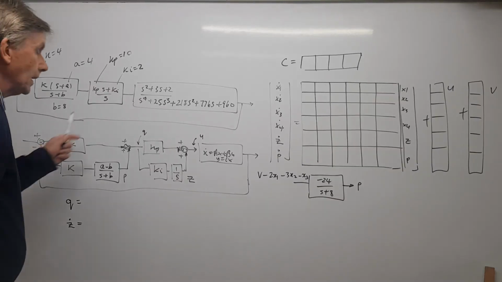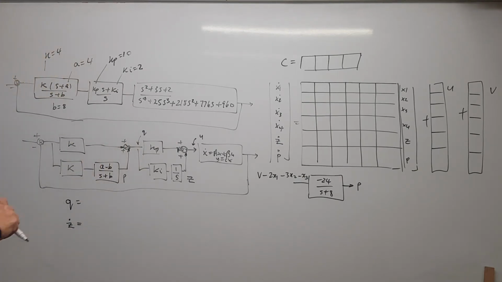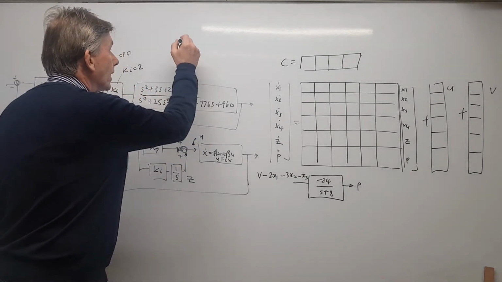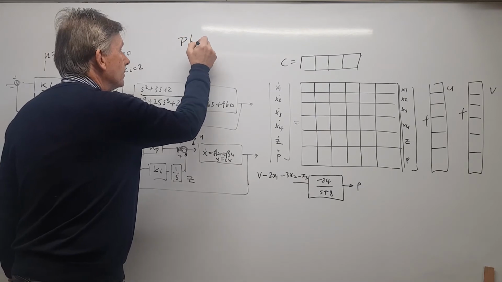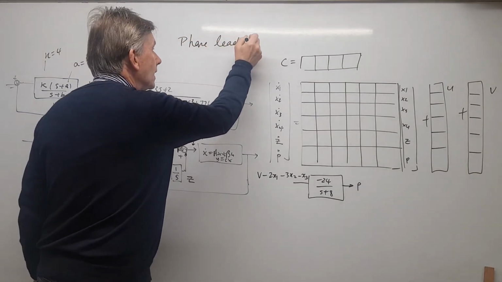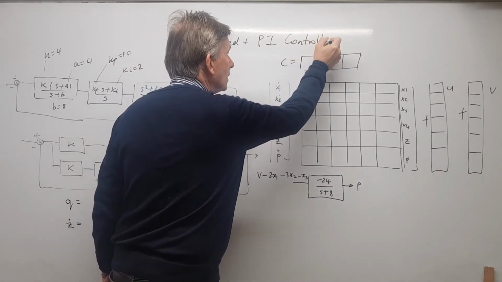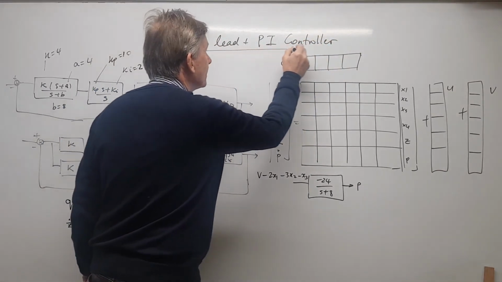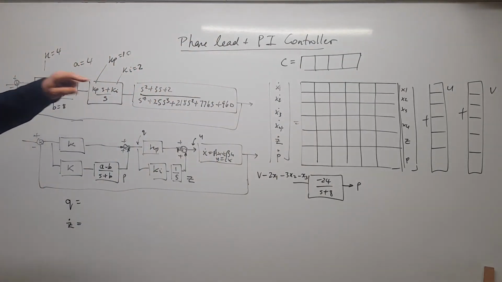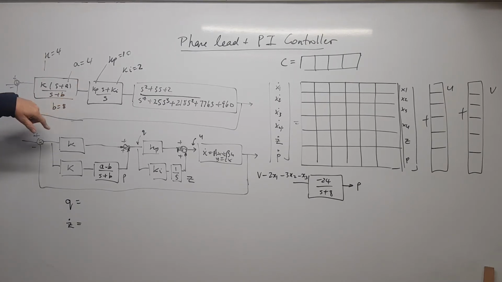Okay, so here's an example now of a system with a phase lead and PI controller. And this is the block diagram now of our system. So here's our phase lead, and I've chosen K as 4, A as 4, and B as 8. Just going to check that.